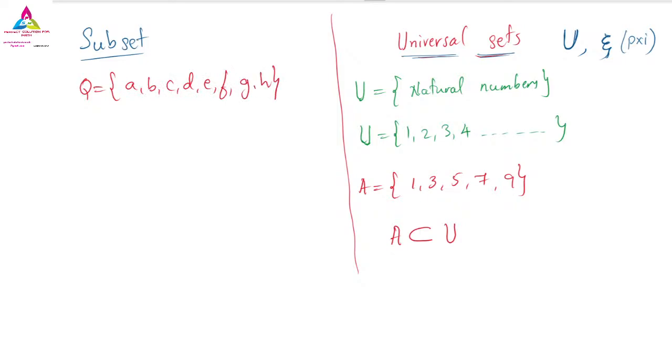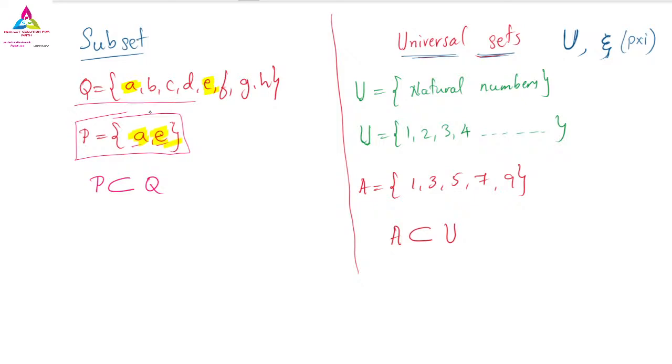It's enough. Now I will take one more set, the set P. That P set contains A, E. Okay, only two elements I have taken. From where have I taken this A? I have taken this A from the set Q, and I have taken this E from the set Q. So now I can say that P is a subset of Q. Understood? P is a subset of Q means the elements of P are taken from Q.